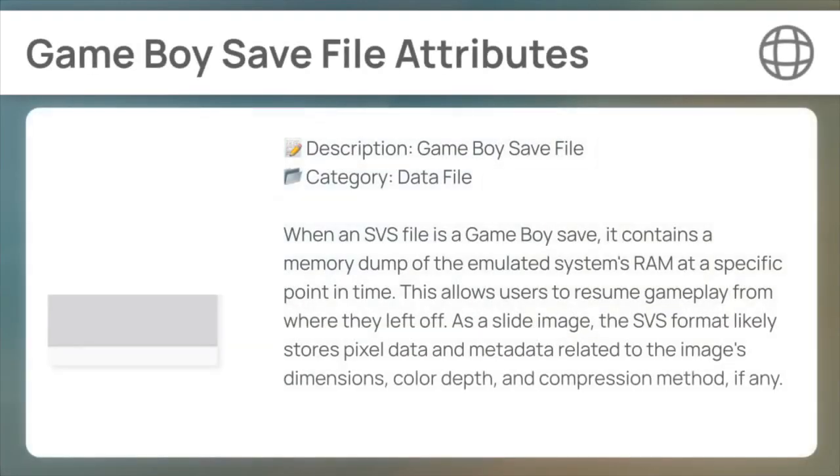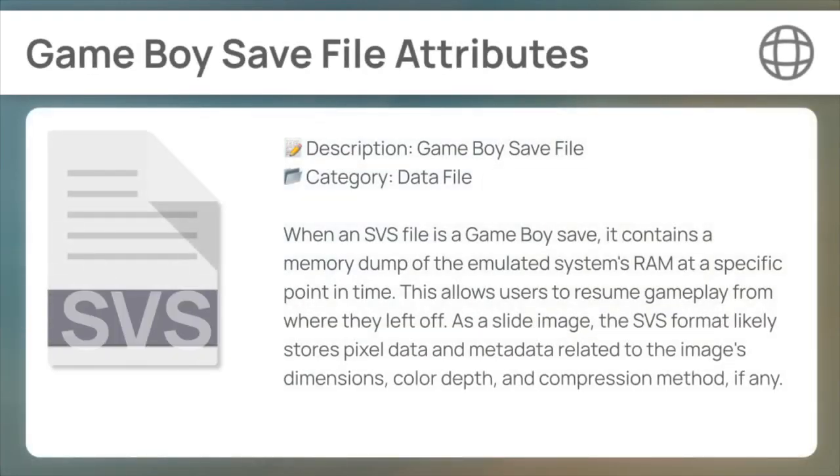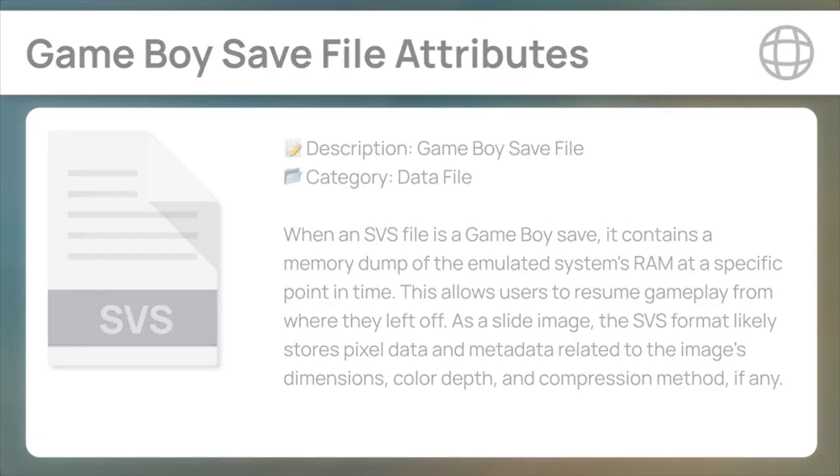When an SVS file is a Game Boy save, it contains a memory dump of the emulated system's RAM at a specific point in time. This allows users to resume gameplay from where they left off. As a slide image, the SVS format likely stores pixel data and metadata related to the image's dimensions, color depth, and compression method, if any.